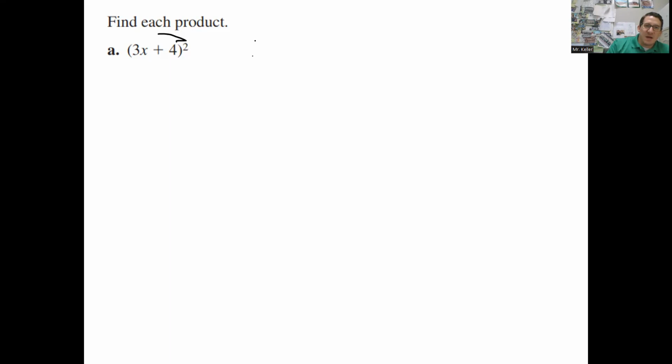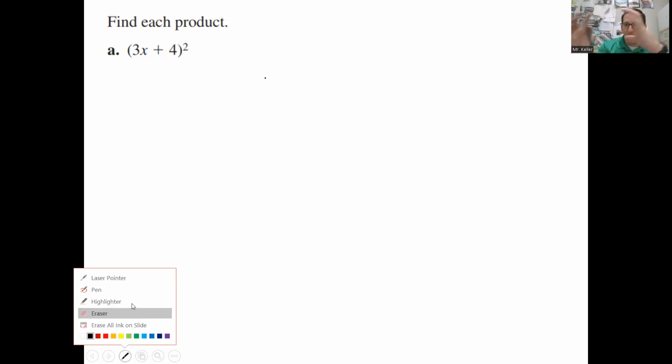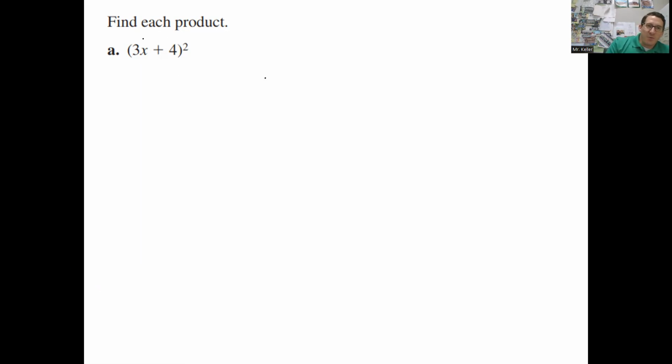It's going to be 3x squared plus 4 squared, and that's 9x. I'm not even going to finish it because that's really wrong. That is not how we do this. Remember, when you square something, you're taking that whole thing and multiplying it times itself. So we have to multiply this whole thing times itself. So when we square this, it's going to be 3x plus 4 times 3x plus 4. You're multiplying the whole thing times itself.